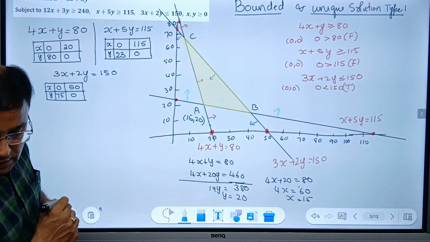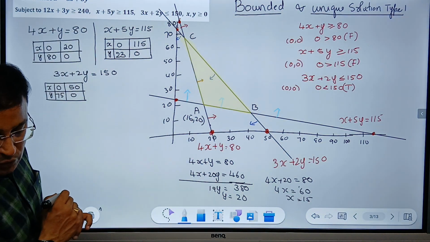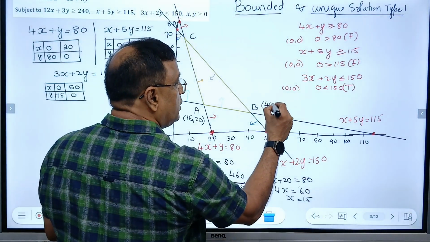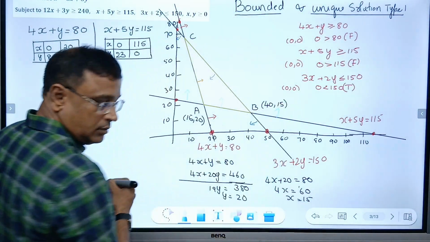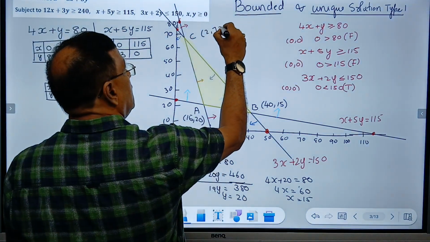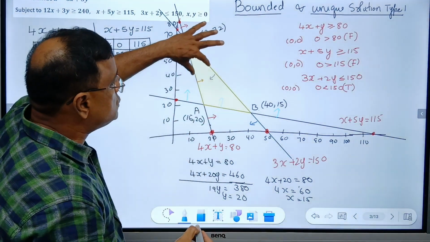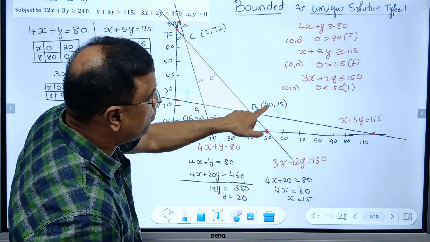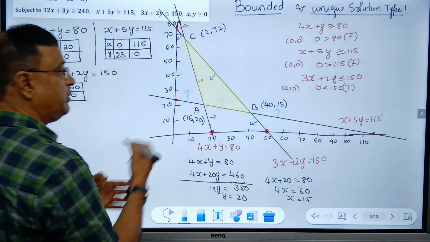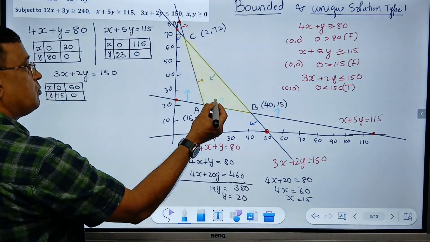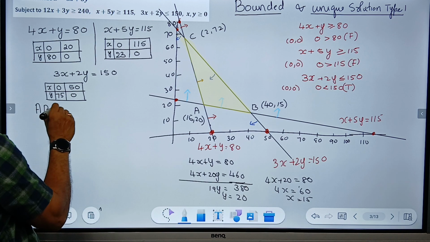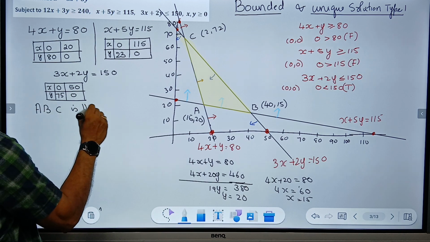Okay. Similarly, you should be able to find the remaining. My B will be 40, 15. And C is 2, 72. I think that is possible. You can solve these two equations. You'll get it. Just like I have shown you one, you can do the remaining. So these are called the corner points. Now how do I write the answer? A, B, C is the feasible region.